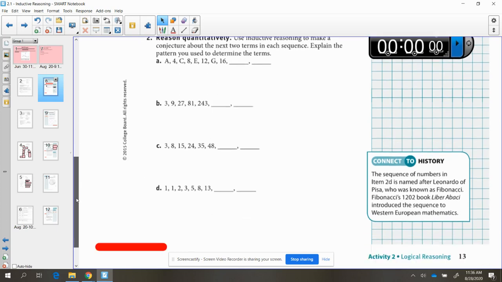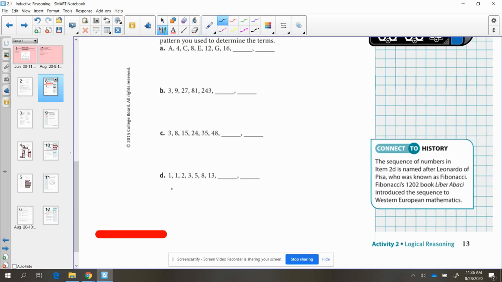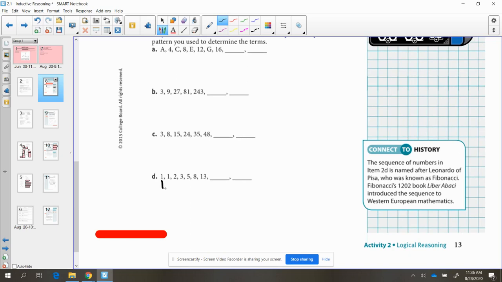Now, hopefully you notice down here in part D, I know this one's usually the trickiest that some people get wrong, and a lot of times it's hard to see at first, but notice that if you take the two previous terms, in this case 1 and 1, and add them together, you get 2. And then 1 plus 2 gave us 3. And 2 plus 3 gave us 5, the next term after that. So then we have 3 plus 5 giving us 8, 5 plus 8 giving us 13. So we're just adding up the two preceding terms, and that's how we're getting 21 and 34.